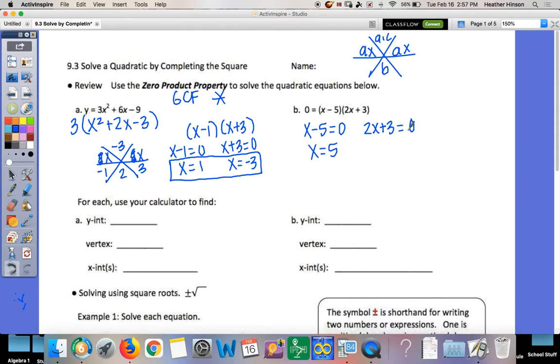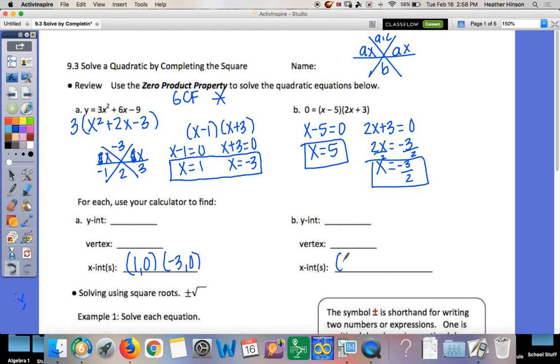How do you get rid of plus 3? Subtract, so negative 3. And this is 2 times x, so we divide. So divide by 2, so negative 3 over 2. Those are also your x-intercepts. So over here, your x-intercepts are positive 1 and negative 3. So (1, 0) and (negative 3, 0). And then on this side, we have (5, 0) and (negative 3 over 2, 0).